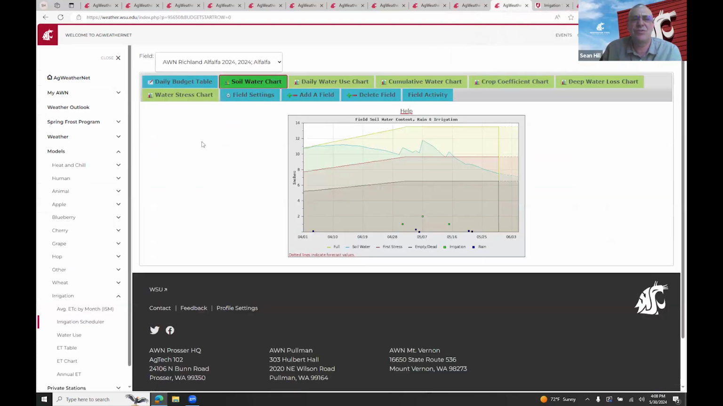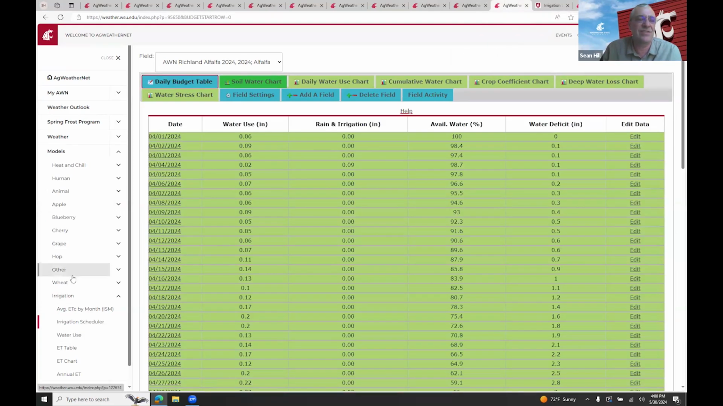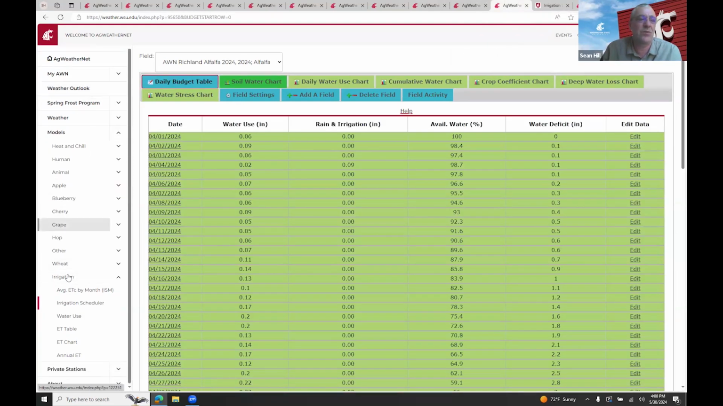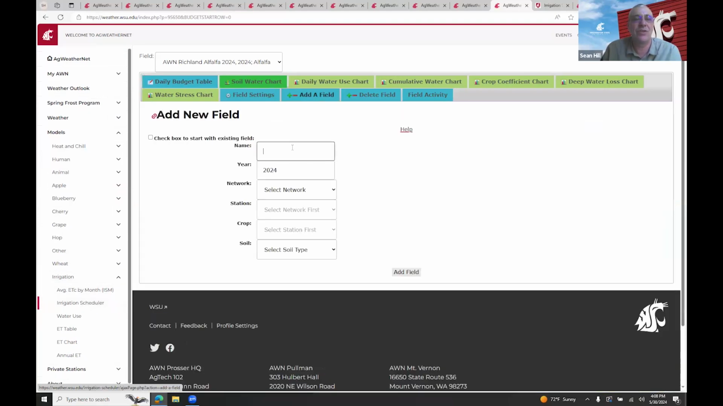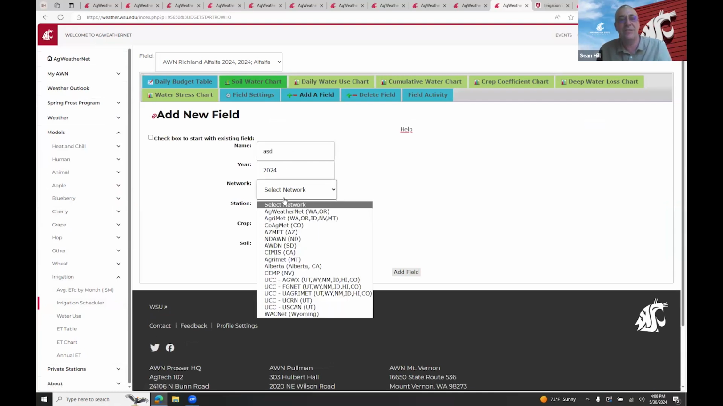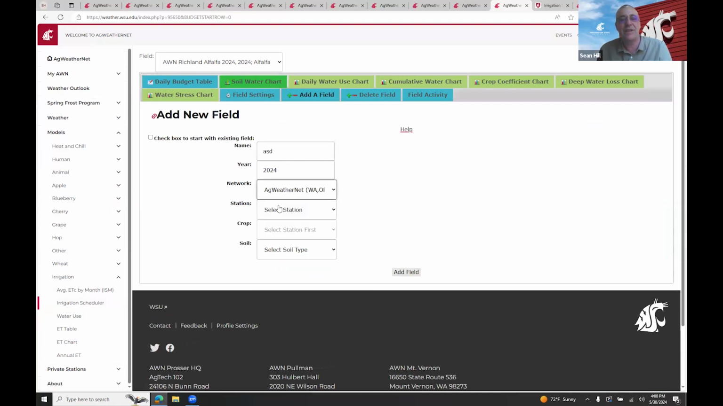I was going to show just a quick look at that irrigation scheduler. In our full web page, it is located under this models, then irrigation, then irrigation scheduler. As shown, you can just enter your field, choose from any of these weather networks, choose your weather station, select your crop and your soil type, and just hit add field. I have 2 sample fields set up right here.